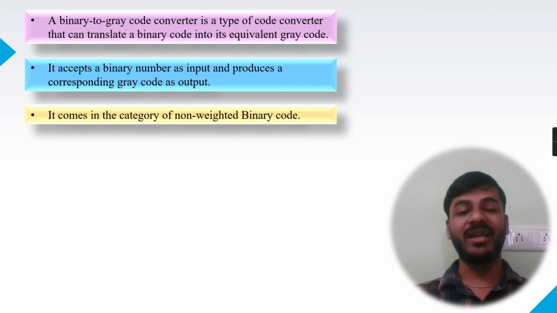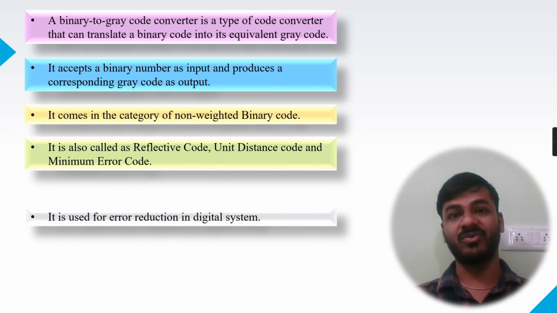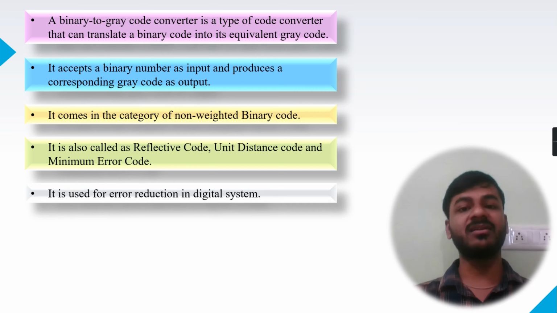It comes into the category of non-weighted binary code, and it is also called reflective code, unit distance code, and minimum error code. Basically, it is used for error reduction or error correction in digital systems.